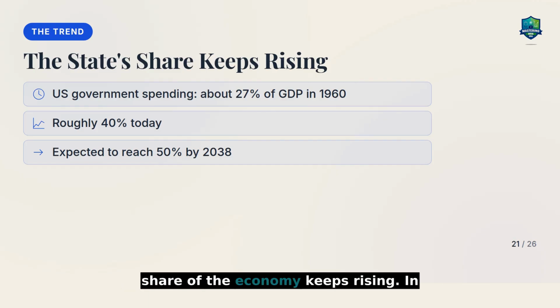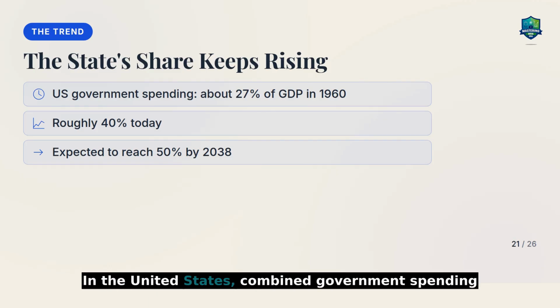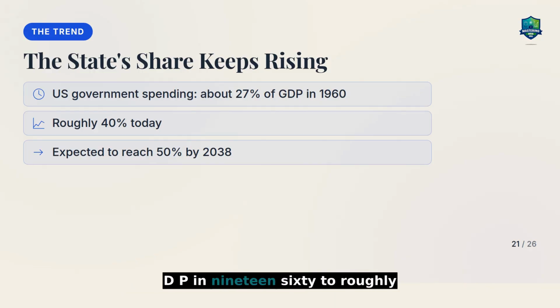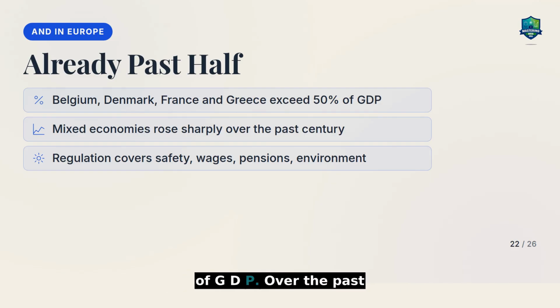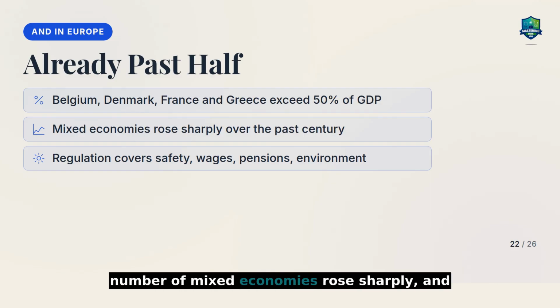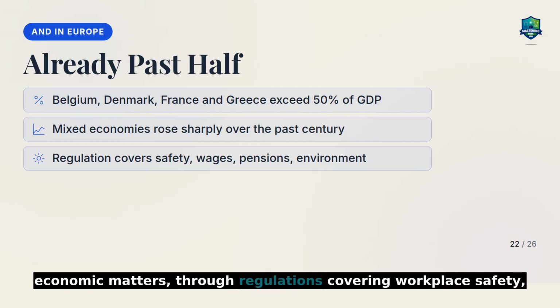And the state's share of the economy keeps rising. In the United States, combined government spending increased from about 27% of GDP in 1960 to roughly 40% today, and is expected to reach 50% by 2038. In Belgium, Denmark, France, Greece, and several other European countries, annual government spending now exceeds 50% of GDP. Over the past century, the number of mixed economies rose sharply, and with it, government involvement in economic matters. Through regulations covering workplace safety, minimum wages, pension benefits, and environmental protection.